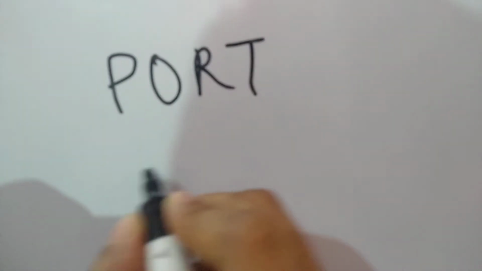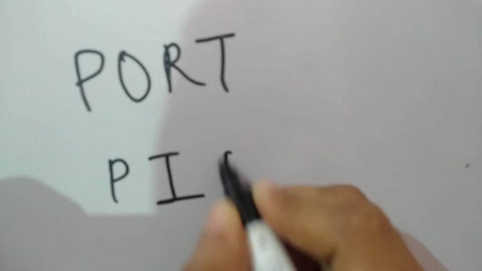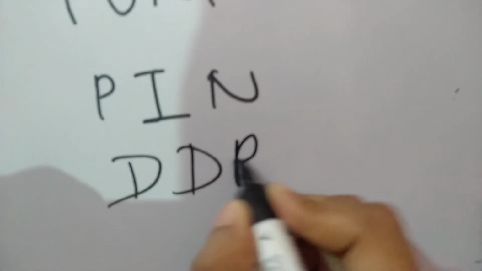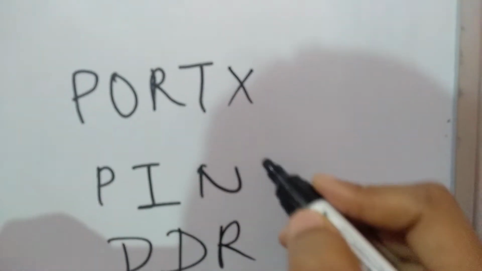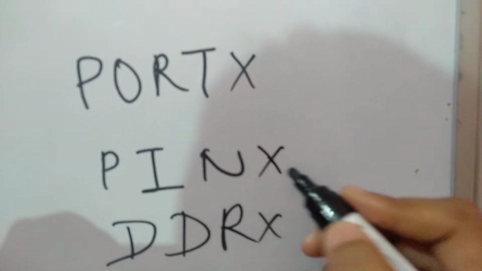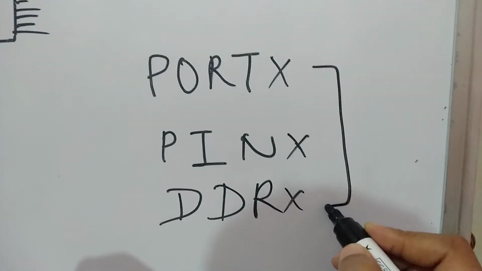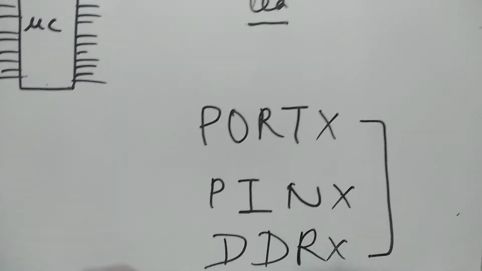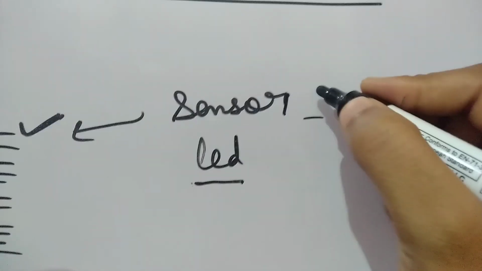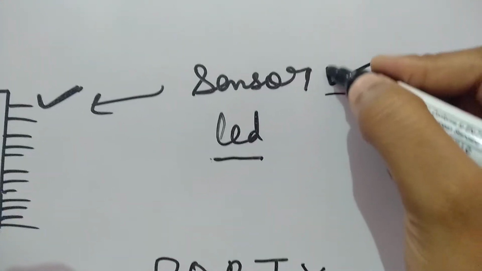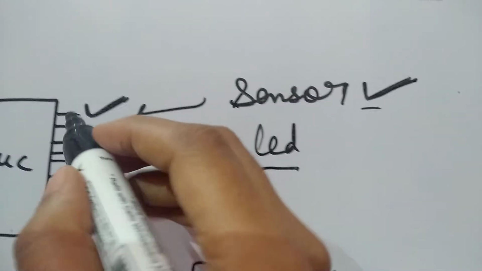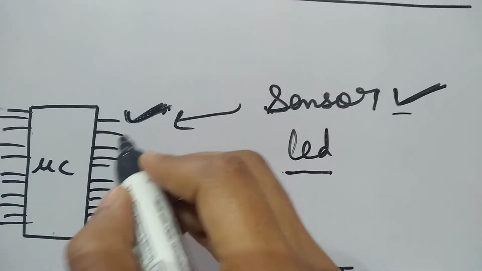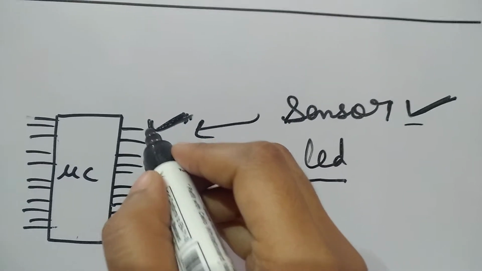First one is port register, second is pin register, and third one is DDR register. So these are the three registers by which you can configure the pin in the input mode or output mode. So suppose if you want to connect a sensor, then you have to tell the processor that I want to connect the sensor, and you have to configure this particular pin in the input mode, right?